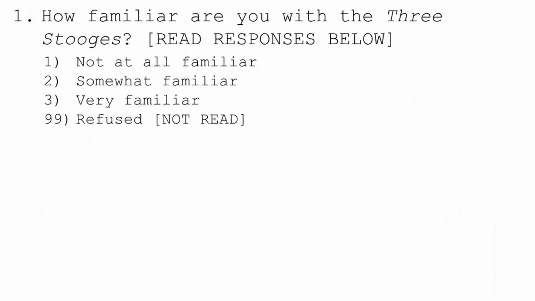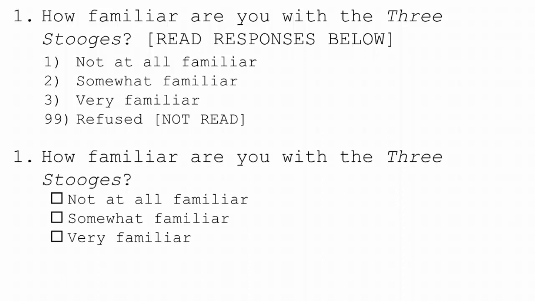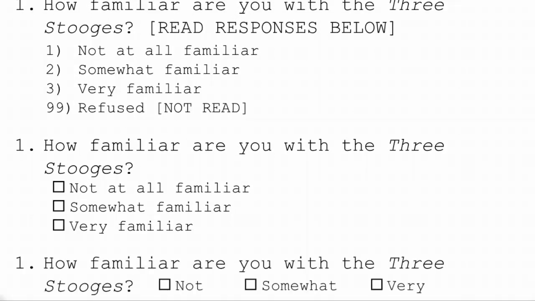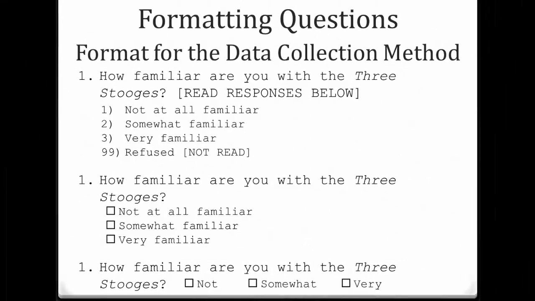For a self-administered survey, one that the respondent will see, you could do the same question this way. Now you can replace the check boxes with numbers, or tell the respondent to circle the response. But notice that you don't provide the refuse category here. If the respondent doesn't answer the question, it can, by default, be considered a refusal. And you can also save space by displaying the question this way.